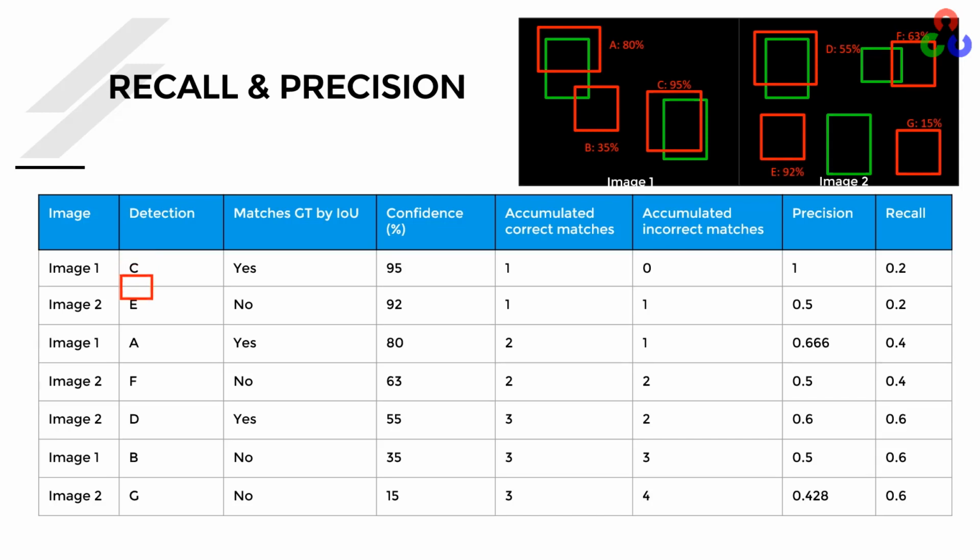For detection E, there is no ground truth match. We add 0 to the correct match accumulator and 1 to the incorrect match accumulator and get a new precision value of 0.5. The recall stays the same as the match is not correct. Detection A has a good ground truth match, so the precision increases to 0.66 and the recall also increases to 0.4. Now, if we continue doing the same for every detection, we'll get a corresponding recall and precision pair for each of them. We are ready to plot the recall precision curve.